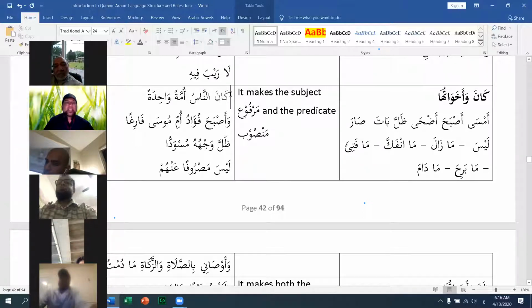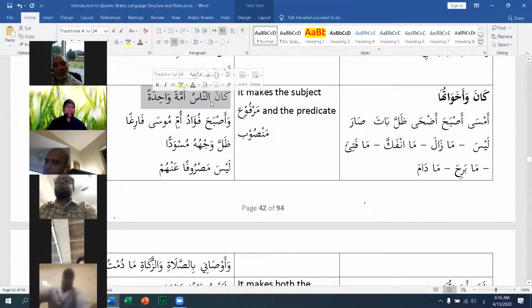My question is, very simple question. Did anybody not understand what kana did on the nominal sentence? Made the ism marfu. No, no, no. The question was, do you not understand? So the answer has to be yes or no.